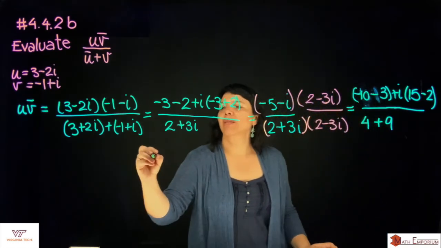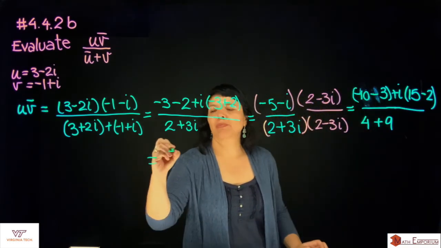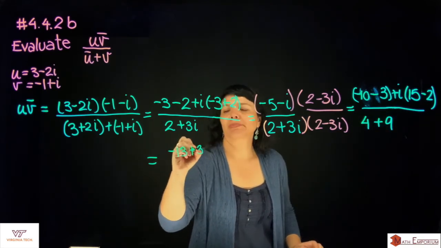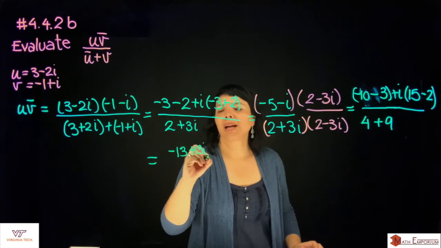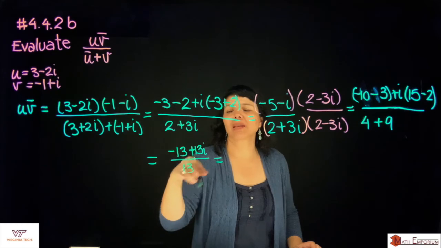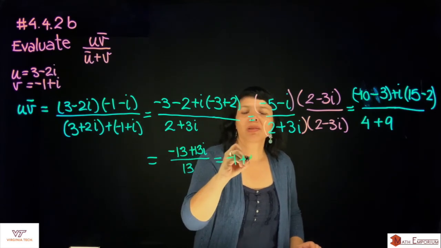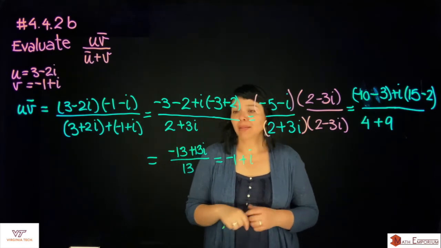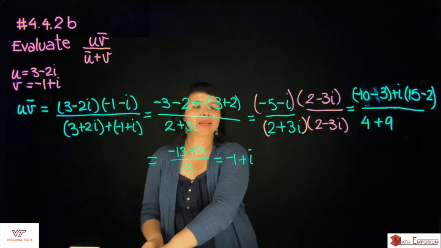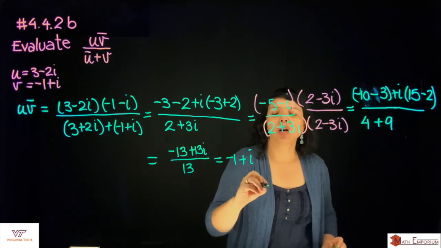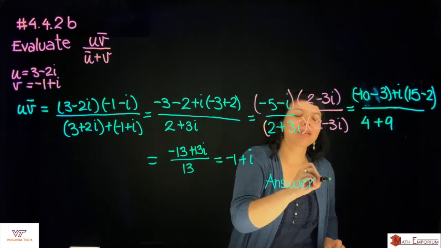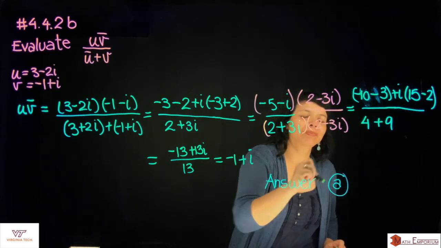Okay, great. So let's see, this is negative 13, and then plus 13i divided by 13. Oh, that simplifies nicely because that gives me negative 1 plus i. And that's it. If you look at the options that we have there for the answers, you see that the first option is that. So the answer is option A. And that's it.